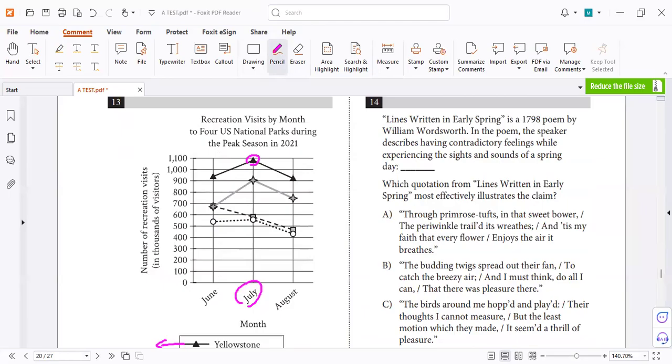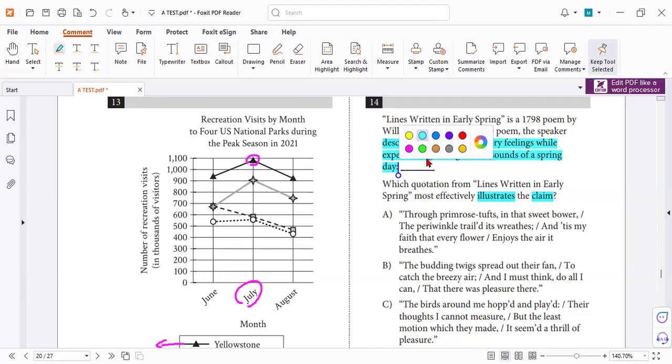14B, wrong. So why wrong? As I told you, the question says illustrate the claim. What is the claim? The claim, my friend, is what the speaker describes. This is your claim. Focus on this point only. Having contradictory, do you remember? Mixed feelings, conflicting feelings, unclear feelings, uncertain feelings, ambiguous feelings, ambivalent.